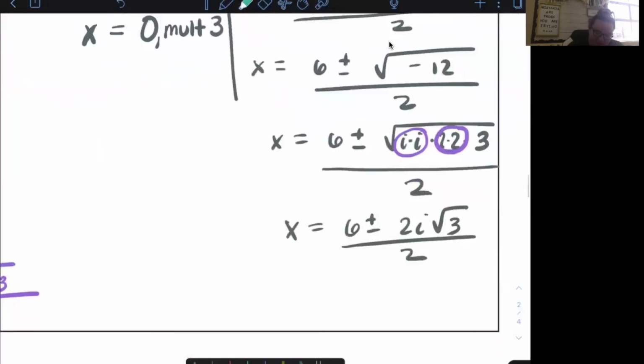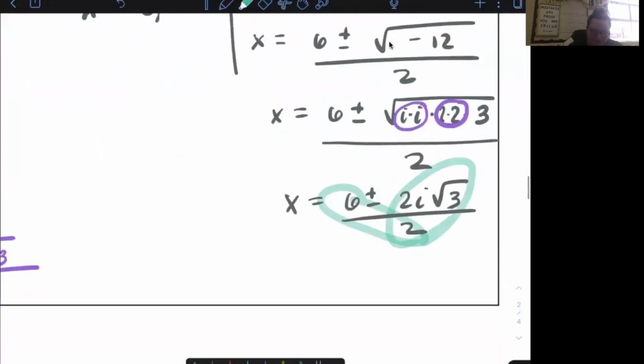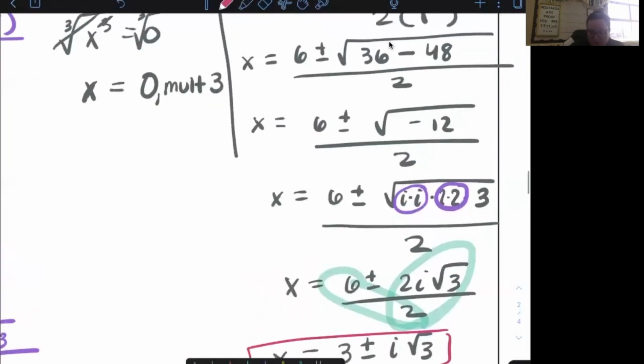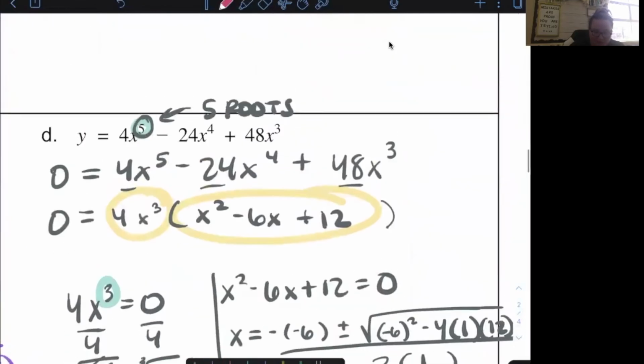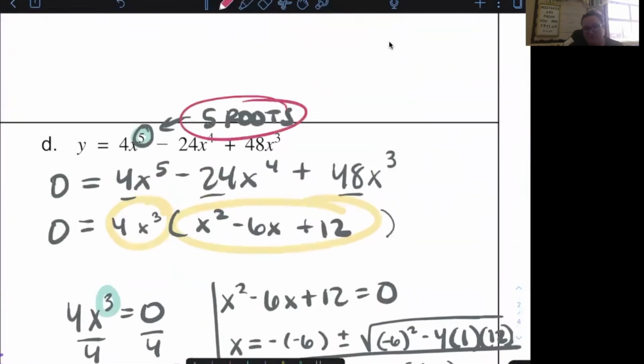Now, because 6 over 2 will reduce and 2i root 3 over 2 will reduce, both of them do, I can go ahead and reduce that. 6 divided by 2 is 3. 2i divided by 2 is just i root 3. And check it out, we found our other 2 solutions. So I've got 2 of my zeros here and 3 of my zeros here. So I found all 5 of my roots.